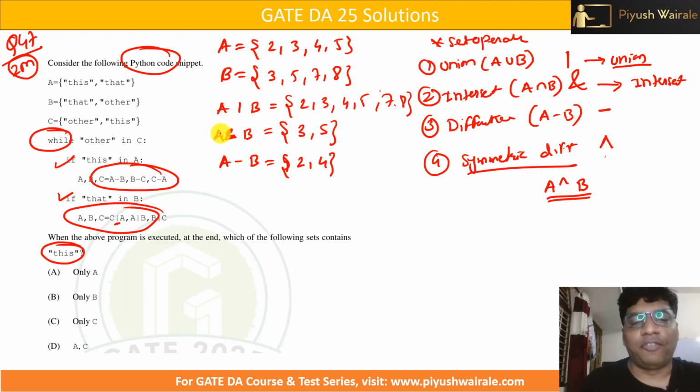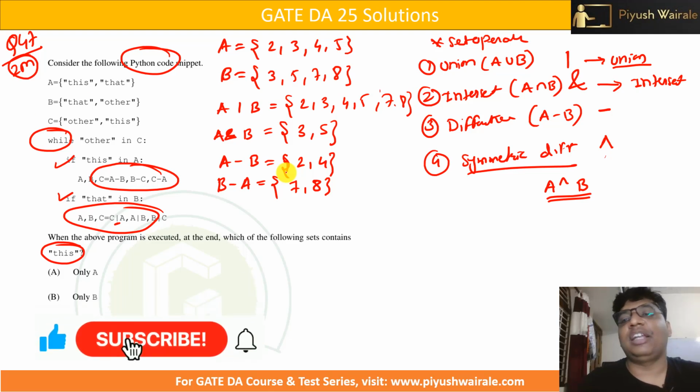But what about the set difference? A minus B is not equal to B minus A. Here B minus A will be the elements which are in B but not in A. So we need to remove 3 and 5, and the remaining are 7 and 8. So this is what a set difference is.